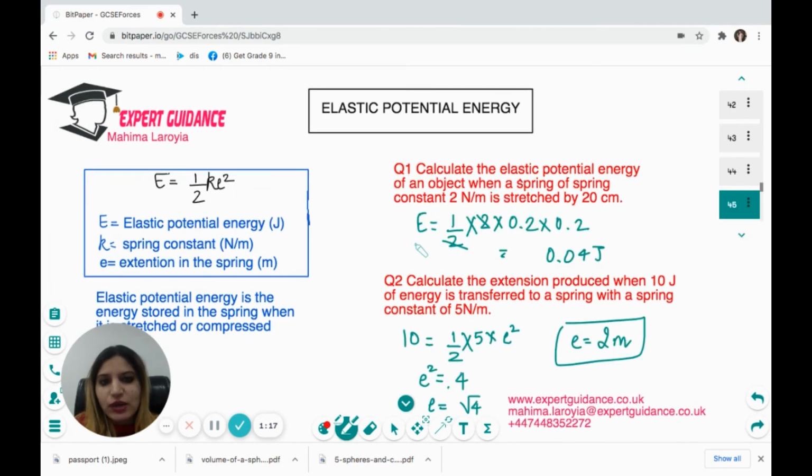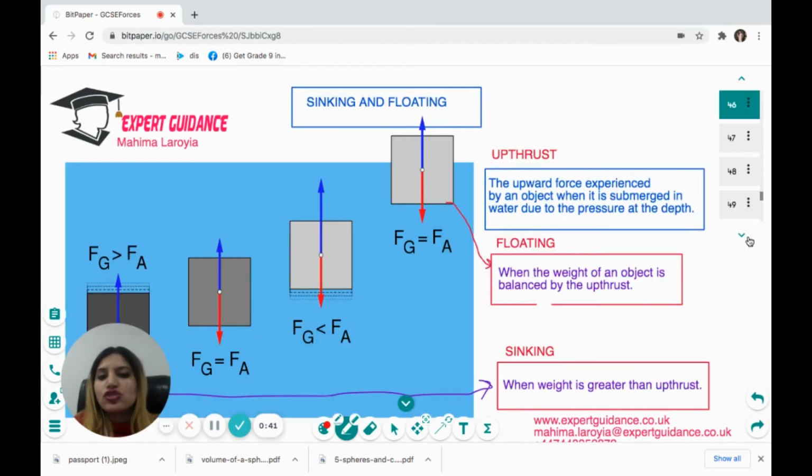Okay, so for the first one, we'll use this formula, elastic potential energy is half k e squared, and we'll take care that here the distance is in 20 centimeters. We need to convert it into meters, which is 0.2. So the energy would be half k e squared, which is half times 2 times 0.2 times 0.2, which is 0.04 joules. For the second question, energy, which is 10 joules, is 0.5 times 5 times e squared. We multiply by 2, divide by 5, so e squared equals 4, e is root 4, so e would be 2 meters, so the extension is 2 meters.